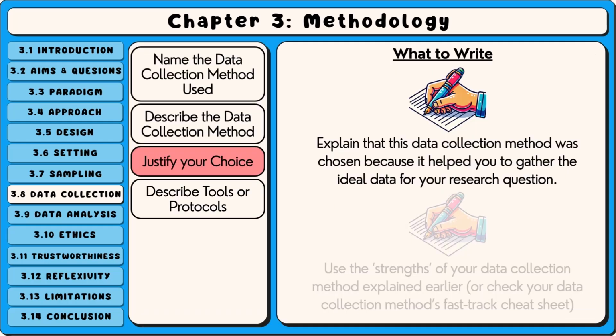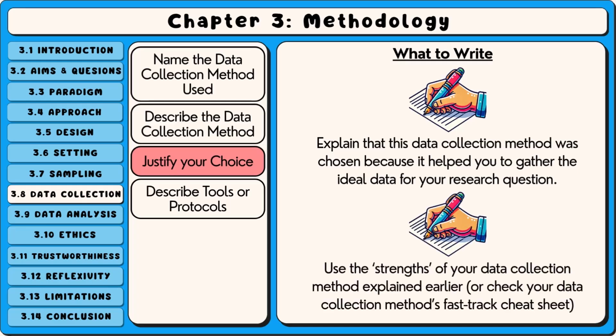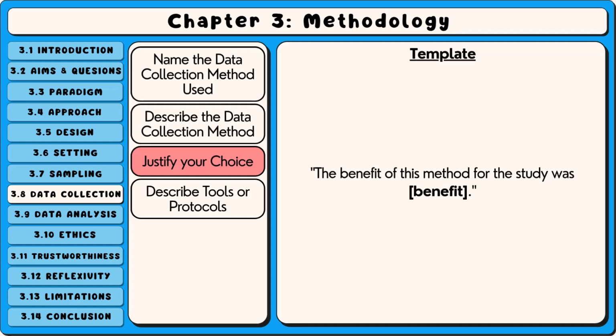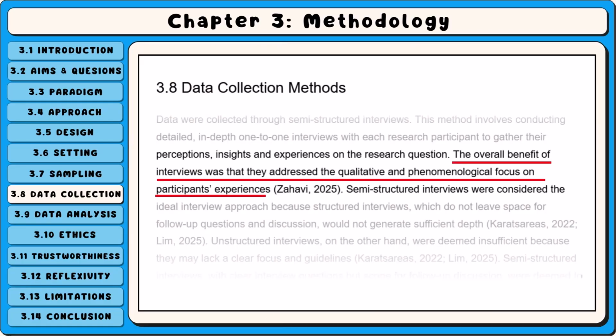In the third step, justify why you chose this data collection method. Here, explain that this data collection method is the best method for answering your research question. You can find a strength of your chosen data collection method in the explanations I provided earlier in this video, or you can check your data collection method's fast-track cheat sheet. You know where to get that. Here's a template. The benefit of this method for this study was, and then outline the benefit. Here's a sample. The overall benefit of interviews was that they addressed the qualitative and phenomenological focus on participants' experiences.